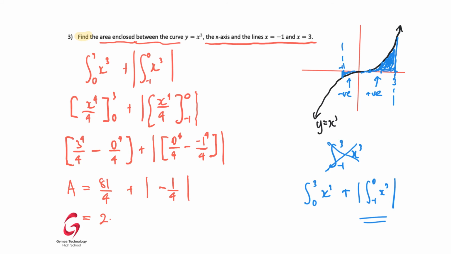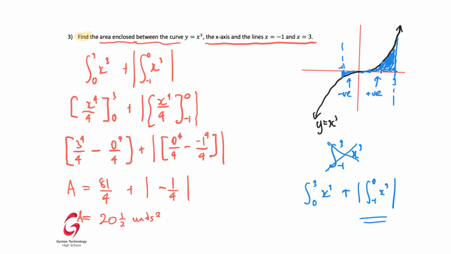So we're going to end up with 20.5 units squared for our area. Now look, if you find the working of this a bit confusing, if you are trying to put it in one big line, you can separate things, right?